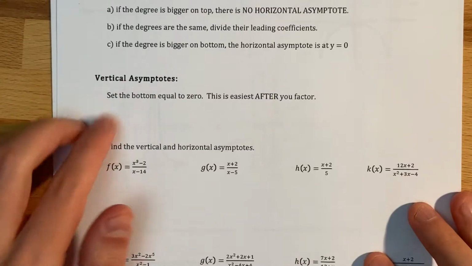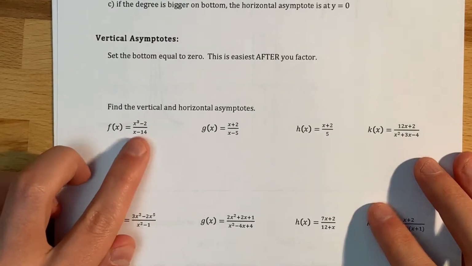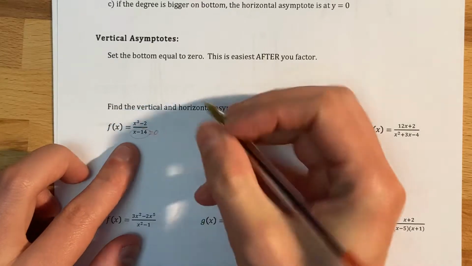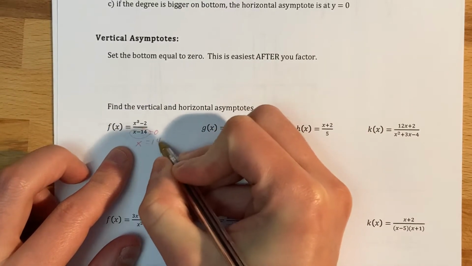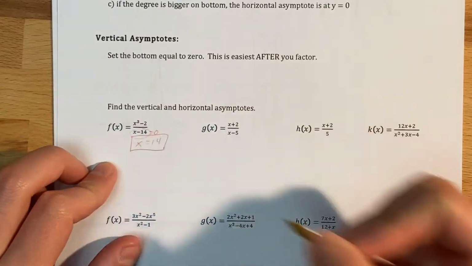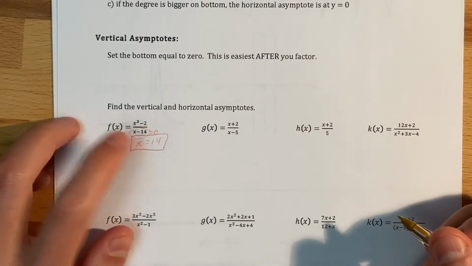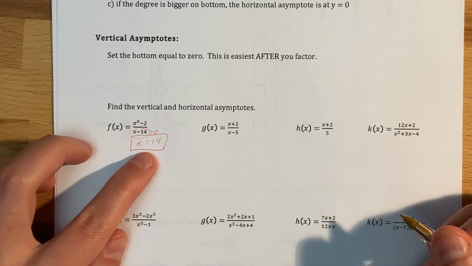And to find a vertical asymptote, you set the bottom equal to 0. So like in this one, I would say x minus 14 equals 0. And if you add 14 to both sides, you get x equals 14. And that right there is the vertical asymptote. End of story. So sometimes it's pretty easy. x equals 14 is just the vertical asymptote.